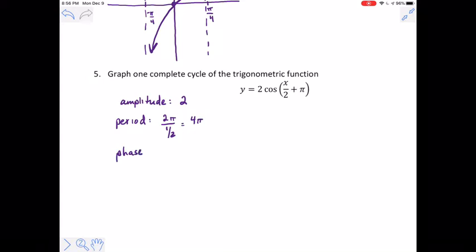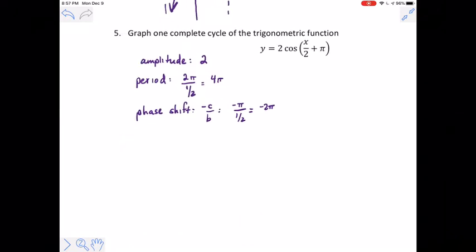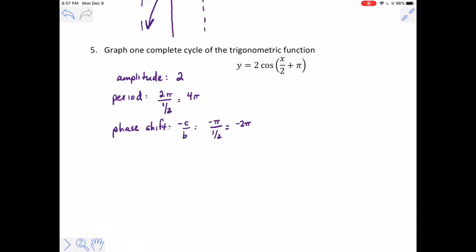And then the phase shift is the opposite of c divided by b, where this is c right here. So the opposite of that is going to be negative pi divided by 1/2, which is negative 2 pi. It's also common, though it doesn't happen to be the case in this problem, for there to be a value here, like a +2 or something like that, which would move the graph vertically, so up and down. So just make sure that you look at some problems where we've done that. This one only has, however, shifting left and right, left in this case.